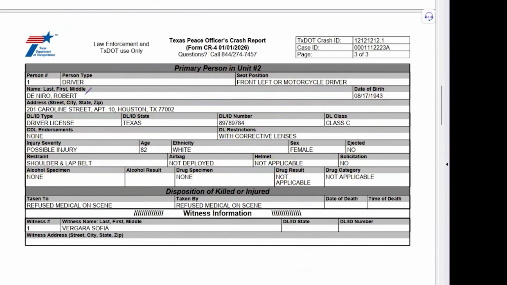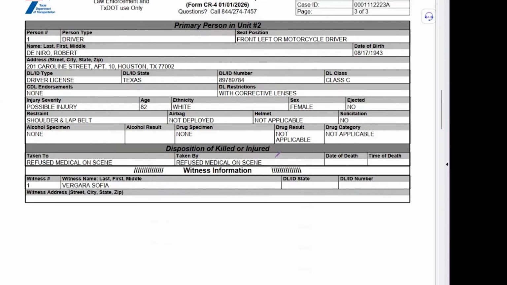So here we've got Robert De Niro's name, his address, driver's license number, his age, if he was injured. So here we've got a possible injury noted. Then a little below that, we've got this disposition of killed or injured. What that means is if somebody was hurt or killed in this crash, what was done with them? Did they leave in their own car? Were they taken by ambulance? Did somebody else take them to the hospital? That kind of thing. And in this case, Mr. De Niro chose not to be transported, and he declined to take the ambulance ride.